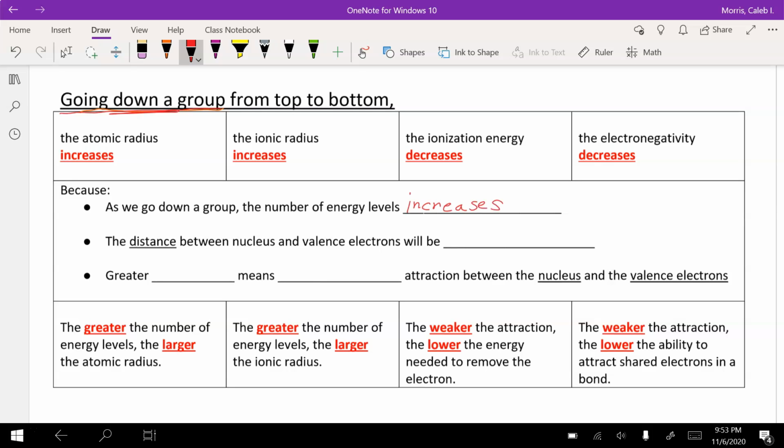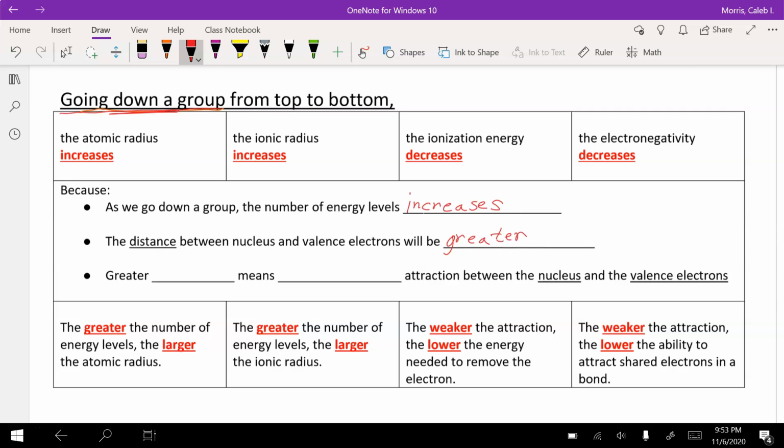This is because if you're looking at a periodic table, those numbered horizontal rows, as you go from one row to the next, you are going to a higher energy level. So you get a new energy level every time you go down a row. So if we're going down within the same column, from the top to the bottom, you're getting more energy levels every time we go down. The distance between the nucleus and valence electrons will be greater because of that.